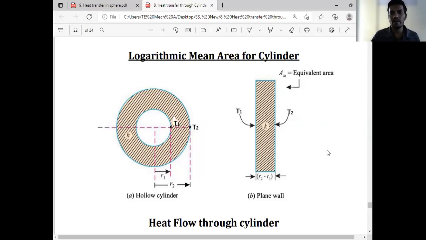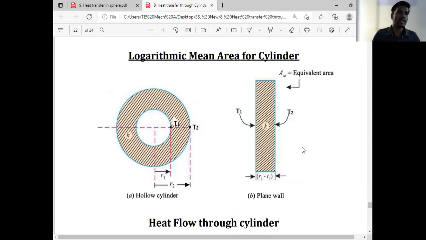Logarithmic mean area for the cylinder. So whatever the cylinder we have considered, in that manner we have to draw the plane wall, and our aim is to calculate the area of the plane wall so that the rate of heat transfer through that two shapes will be same. Okay, so what is the equation for the heat flow through the cylinder? Can anyone tell me? So from this diagram, can anyone tell me what is the heat flow through the cylinder?